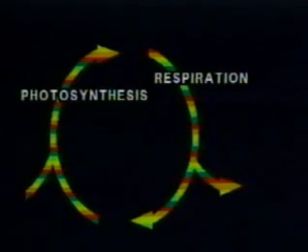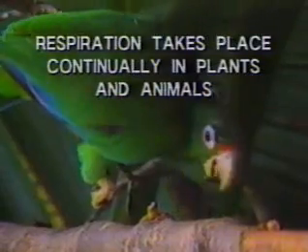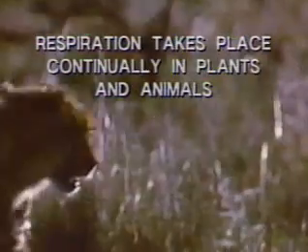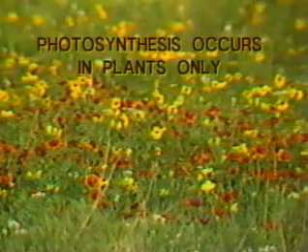Respiration and photosynthesis form a cycle. Respiration releases materials needed for photosynthesis, and photosynthesis provides materials needed for respiration. Respiration takes place continuously in plants and animals, but photosynthesis occurs in plants only.